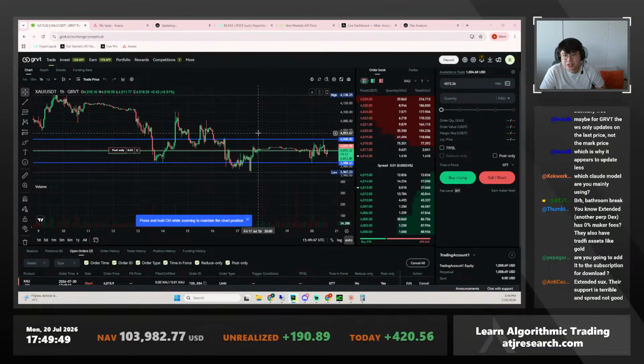Extended sucks, their support is terrible, and the spread is not good. Well, with the support, that would be unfortunate, right? But if the spread is not good, we don't actually care because we are market making. So this is actually good for us because we can compete with a bad spread. So our job as a market maker is to provide good spreads, right? So it's more attractive to trade on that exchange.